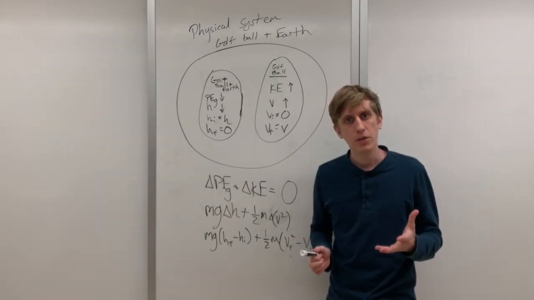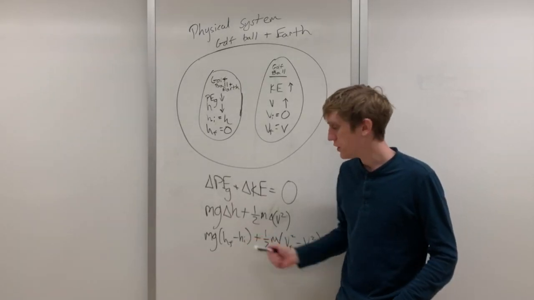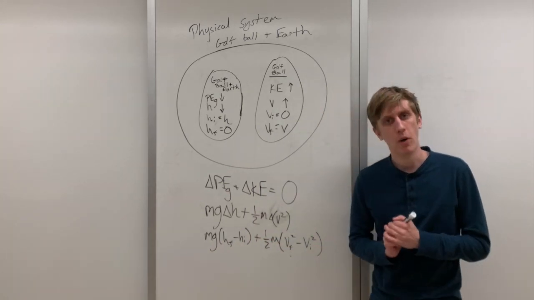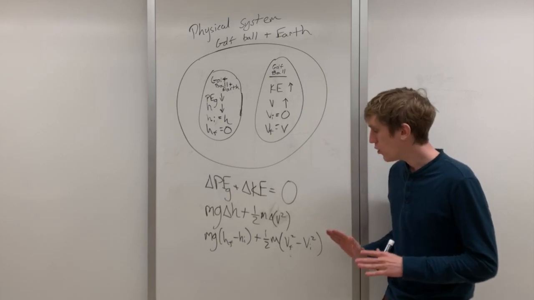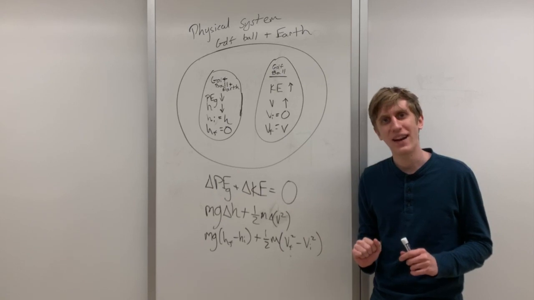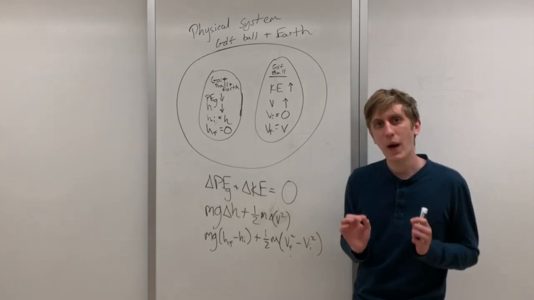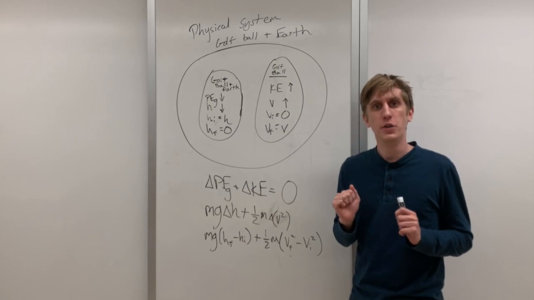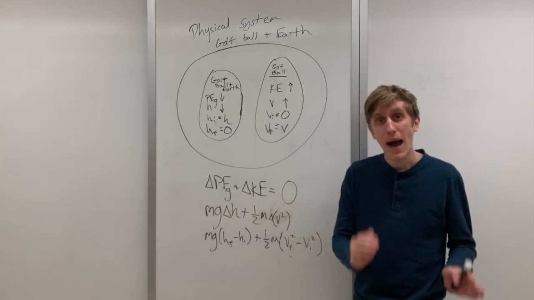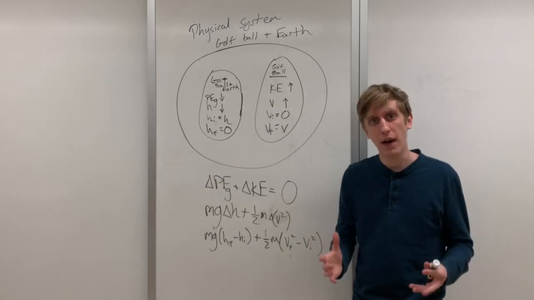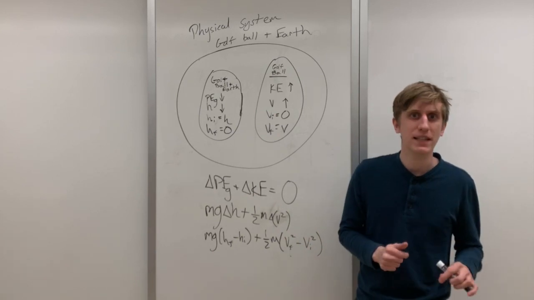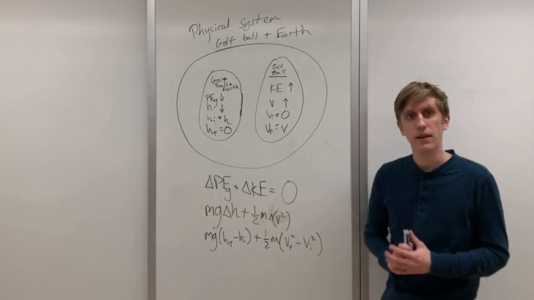If we had numbers, we could then plug in values here to determine, for example, the final speed of the ball. One thing to note when you're doing kinetic energy, when you're doing this delta V squared, it is important that you square the speeds before you take the difference. Delta V squared is not the final speed minus the initial speed, then squared. It's the final speed squared minus the initial speed squared, as indicated here.